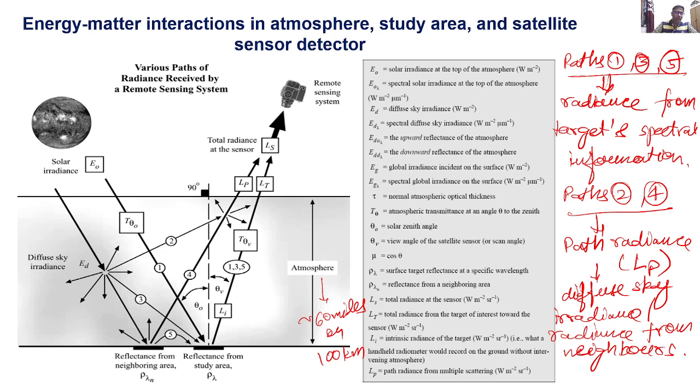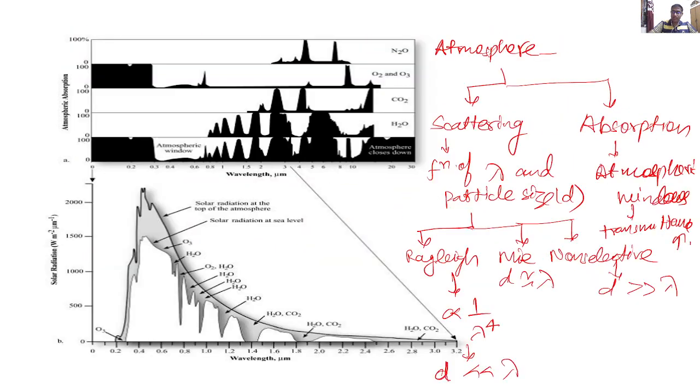Now what about path 1? Path 1 is the one which passes through the atmosphere and then reaches the study area directly. So this is basically the spectral solar irradiance, and it depends on the zenith angle theta naught. Theta naught is this. So it depends on the zenith angle, and of course on the atmospheric constituents also. That is given by T theta naught, which is the transmittance. Let's discuss that too in the next slide.